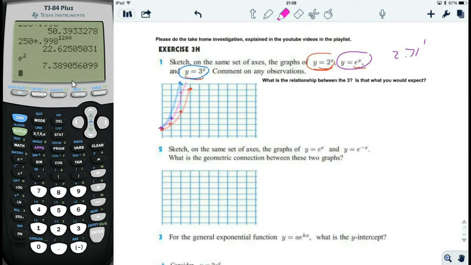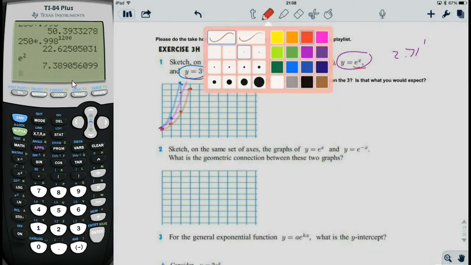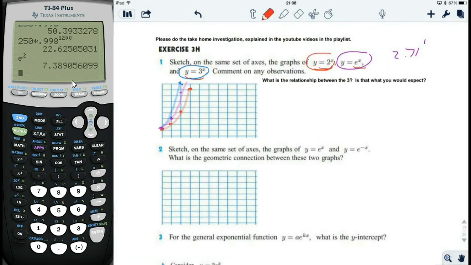Okay, so draw those three lines, and then it asks you, what is the relationship between the three? Is that what you would expect? Well, they're all very close together, right? What else is related among them? Which one's highest, which one's lowest? Well, 3 to the x is the highest, 2 to the x is the lowest, and e to the x is in between. Does that make sense?